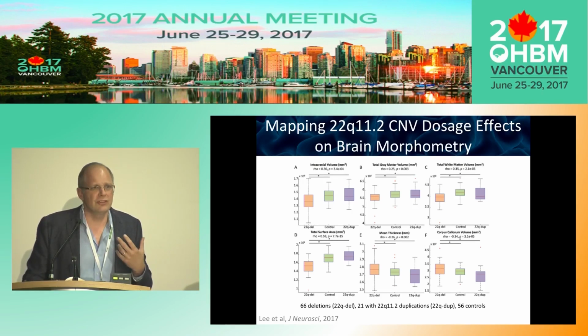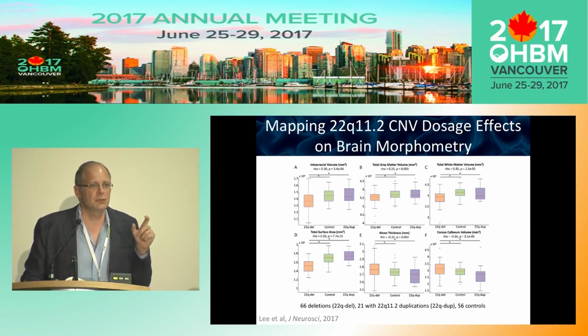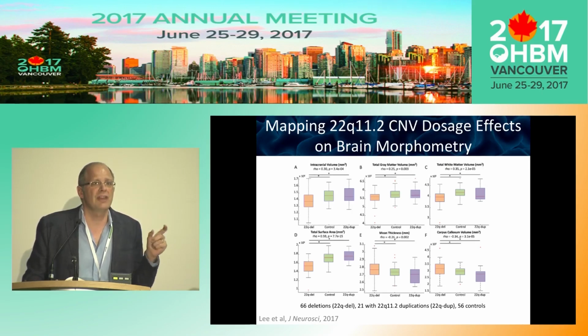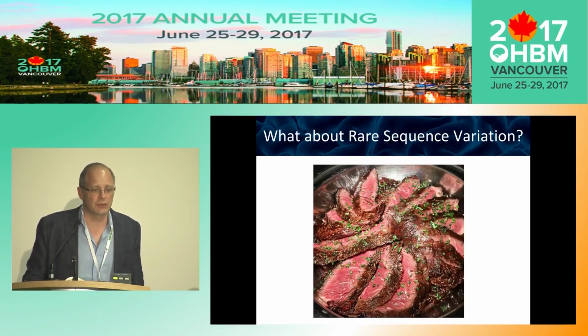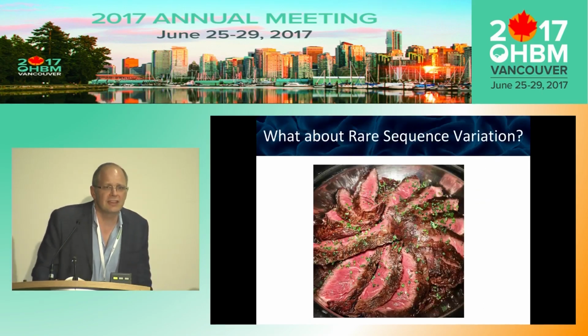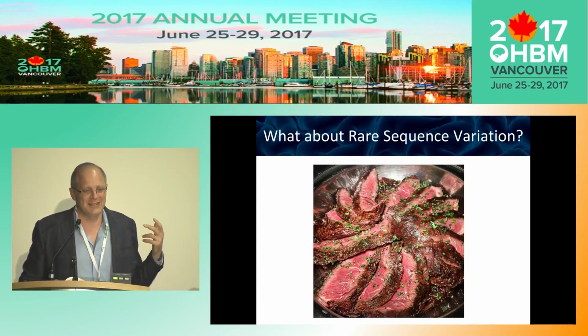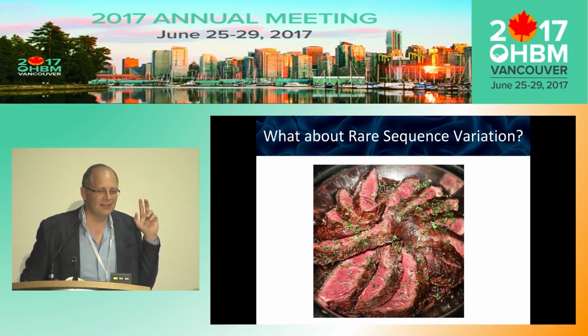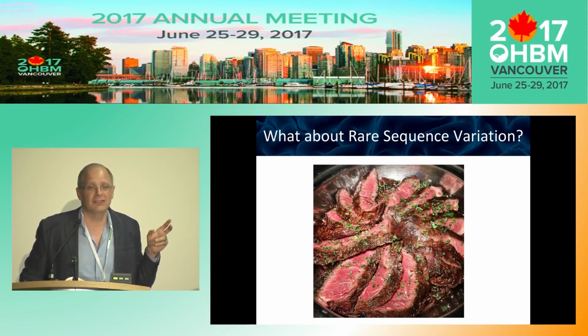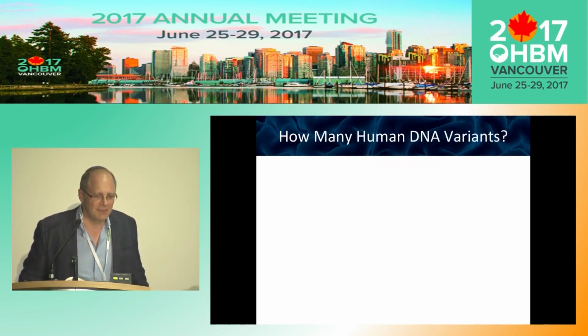The problem, though, is that there are still multiple genes in these CNVs. So we haven't gotten to a single gene yet. We've just gotten to an area of the genome where we can be fairly confident that the genes harbored in that region are influencing the trait we're interested in. So if that's the case, we now move to thinking about rare sequence variation. So not just a piece of meat, but a sequence of pieces of meat.